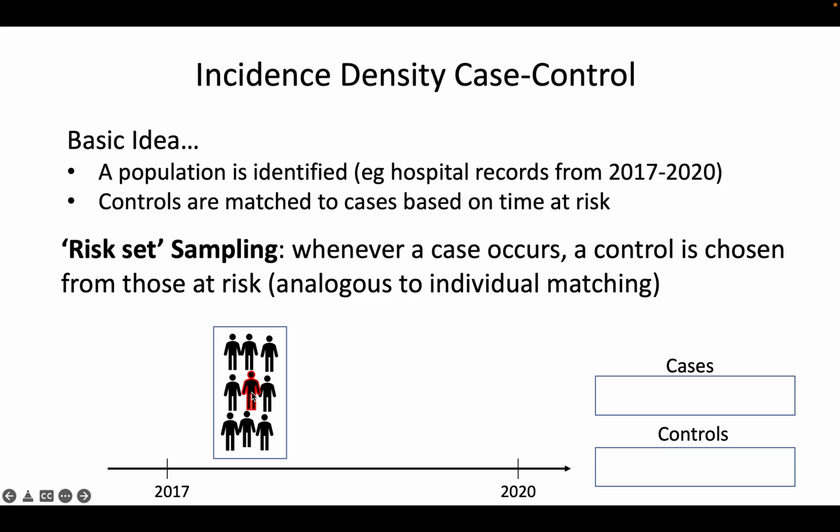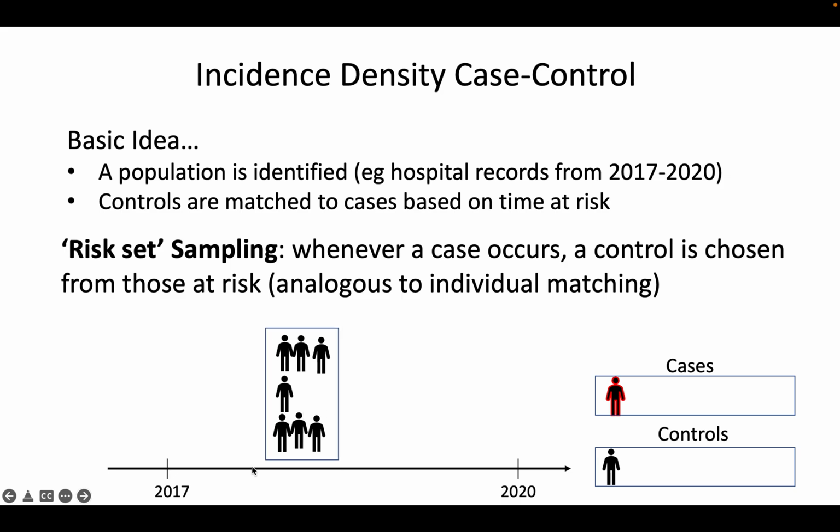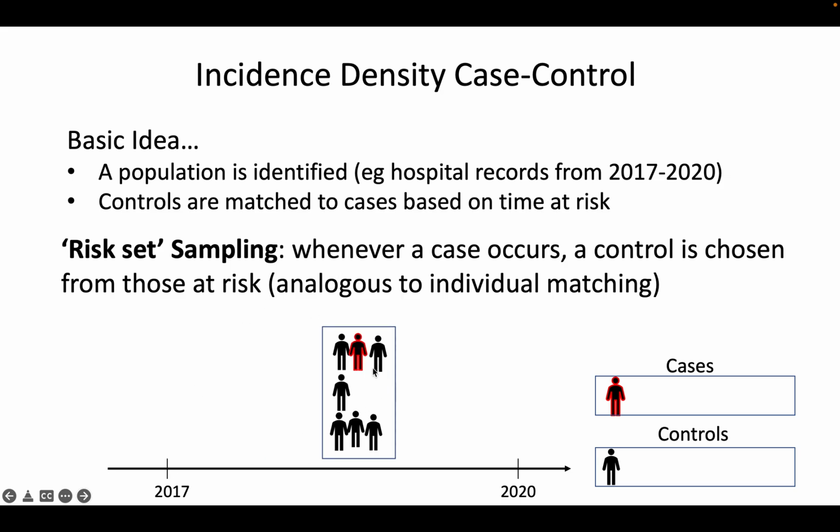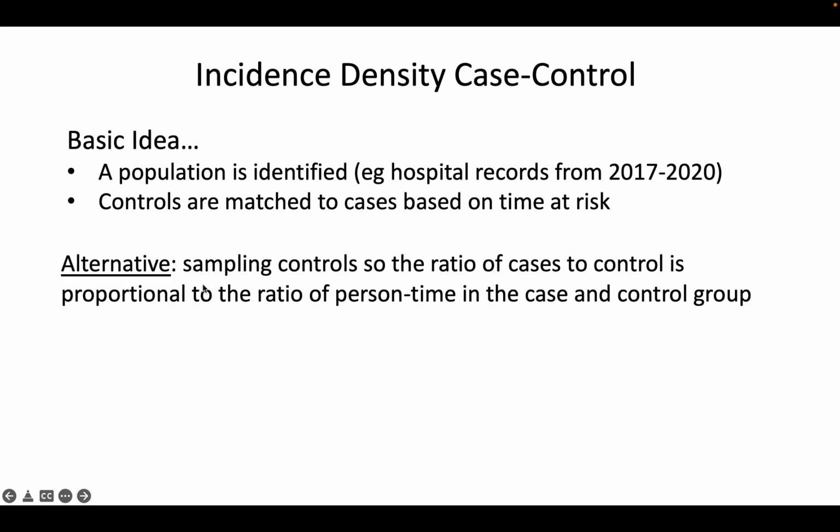So this individual became a case at this time, and we picked a control from that time that we know was at risk for that amount of time and didn't become a case. We continue. No one became a case in this time period. This guy's now a case, and we keep him, and we also pick a control. And basically we've matched on time, or time at risk.